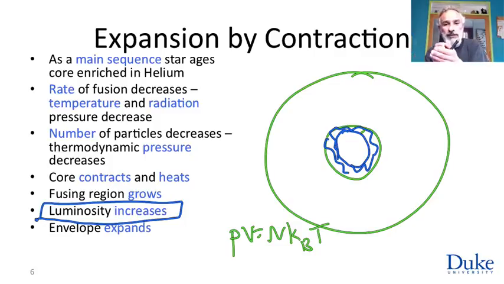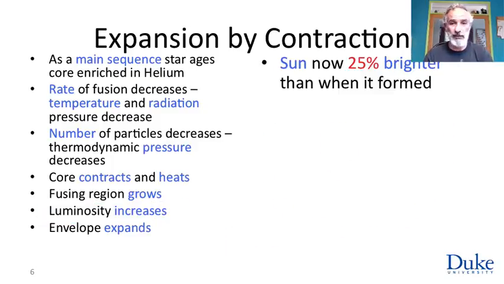So over the course of its main sequence lifetime, as it slowly runs out of hydrogen in the core, the star's core contracts and heats and accretes more hydrogen into the core, resulting in the fact that the outer envelope of the star grows and luminosity increases. This is a very important fact. So if we apply it to the sun, what does it tell us?